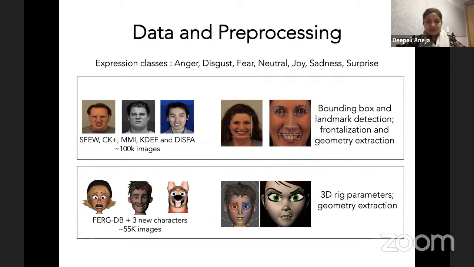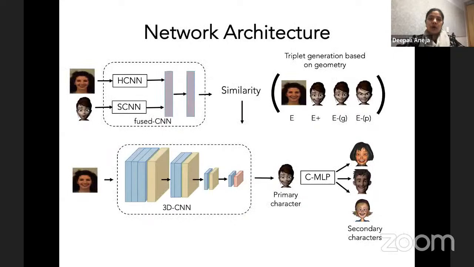Here is an overview of the network architecture. So the key to our system is that we create a similarity between human images and character images. And then we use this similarity to drive the 3D parameters of the character model directly from human images. As you can see on the top right, we used a triplet generation based on both EG, the geometry match, and EP, the perceptual match. The details of the network are given in the paper. And then we transfer the expression to the primary character, and then we have a lightweight method to transfer it to multiple characters, shown as secondary characters.